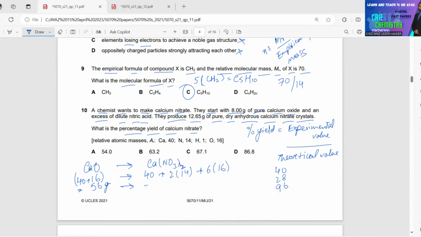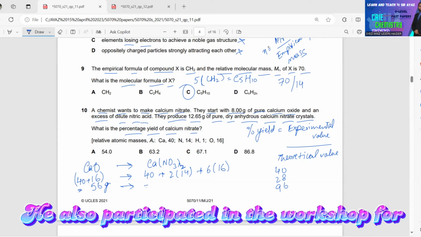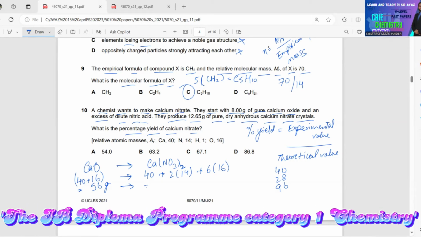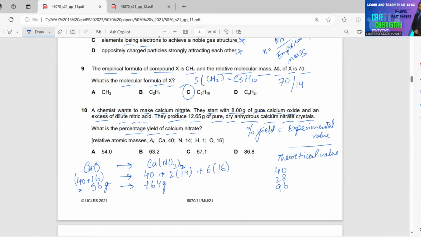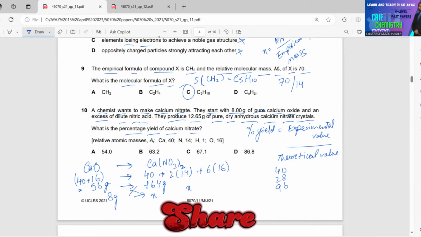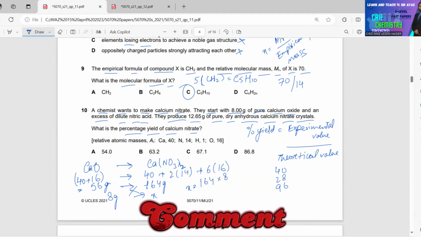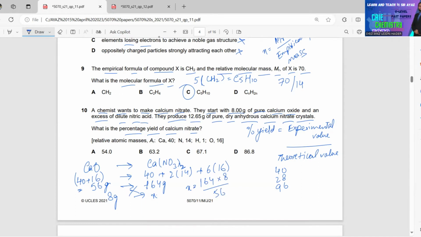So adding up these, 40 plus 28, plus 96, 164. So I will write 164 here, 164 grams. So 56 gram produces 164 grams. Therefore, 8 gram produces X gram. Do the cross, what you'll get? You'll get X is equal to 164 multiplied by 8 divided by 56.